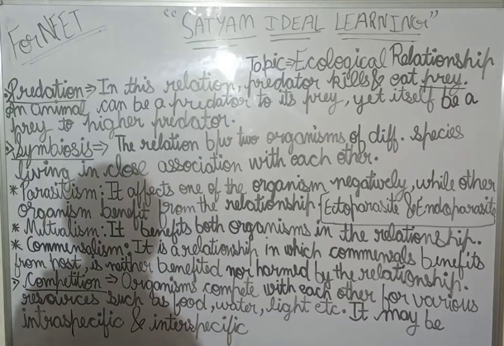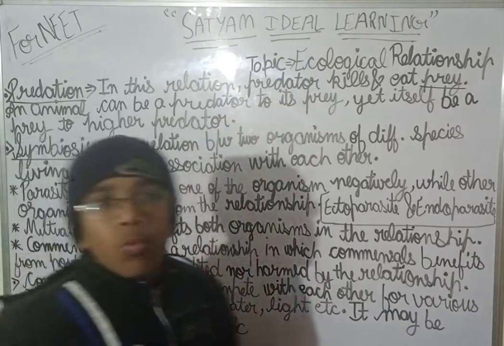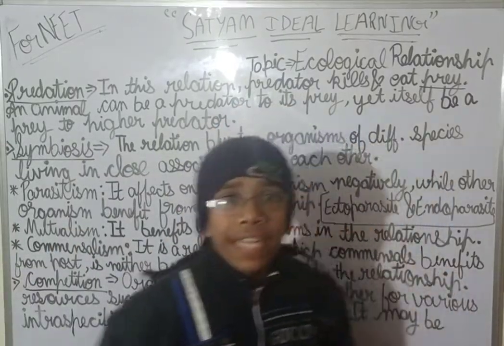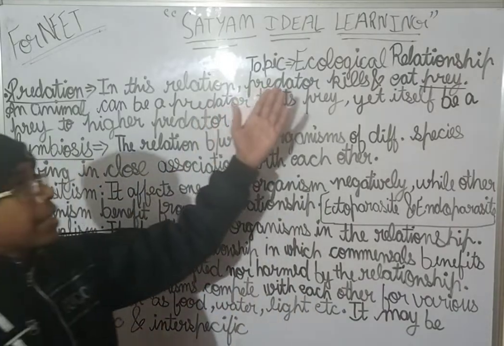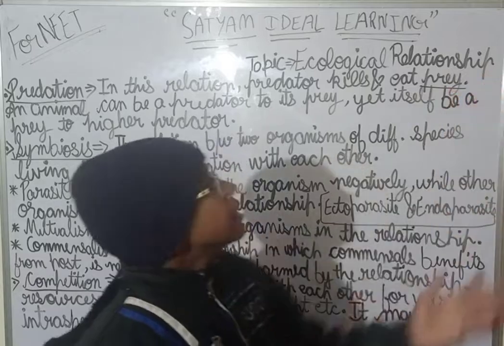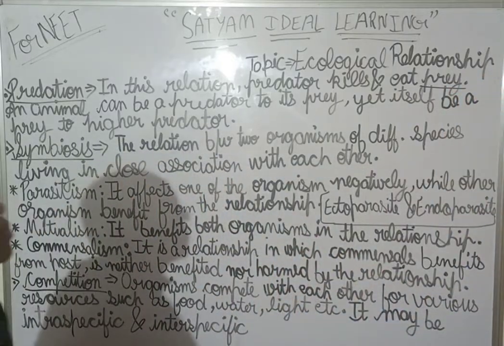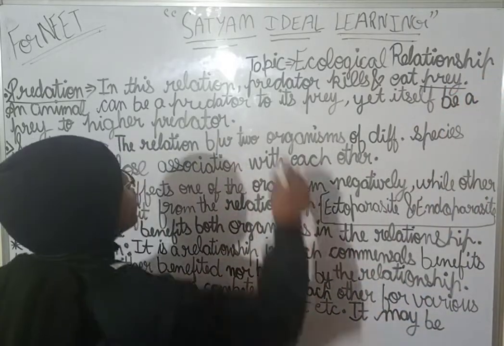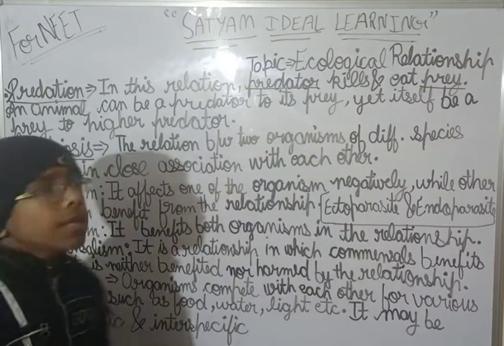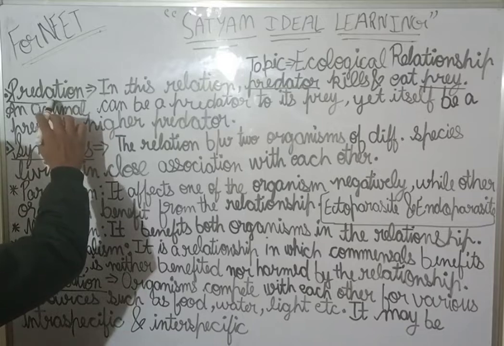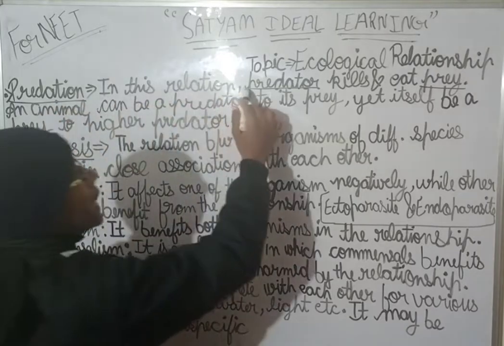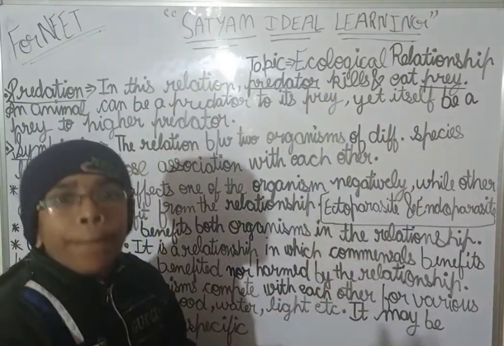What comes in the predator? Like snakes, hawk, eagle, tiger, these come in the predator. And what comes in prey? The small animals, the small insects, these come in prey. So predator and prey, it is clear. So predation is the kind of relationship in which the predator kills and eats prey.